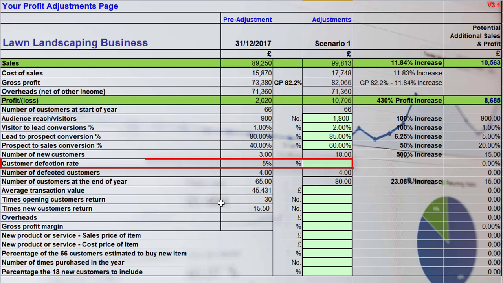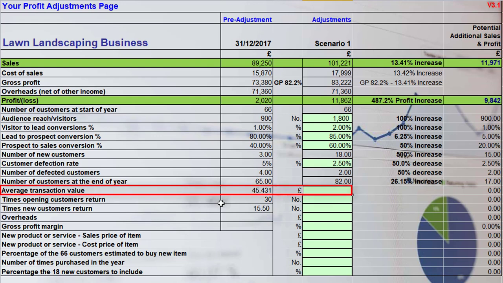I'm also going to assume that we can reduce our customer defection rate by making sure that we provide better customer service, by making sure that we always do a good job, and so on. So I'm going to assume that we can cut that in half. So I'm going to put that down to 2.5%. And you'll see that the sales has increased to just under £12,000 increase.